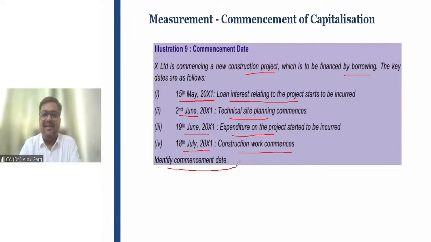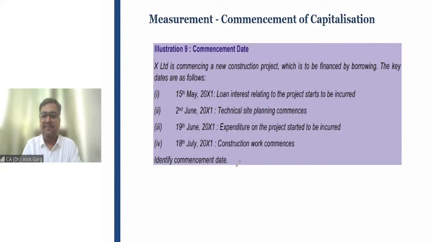Friends, 15th May, borrowing has been incurred. 19 June, expenditure has been incurred. You need to tell me, 2nd June or 18 July, which date needs to be considered for activity which has already been started to prepare the asset ready for intended use or sale. Tell me what is the date. Sada M is saying 19. What about others?